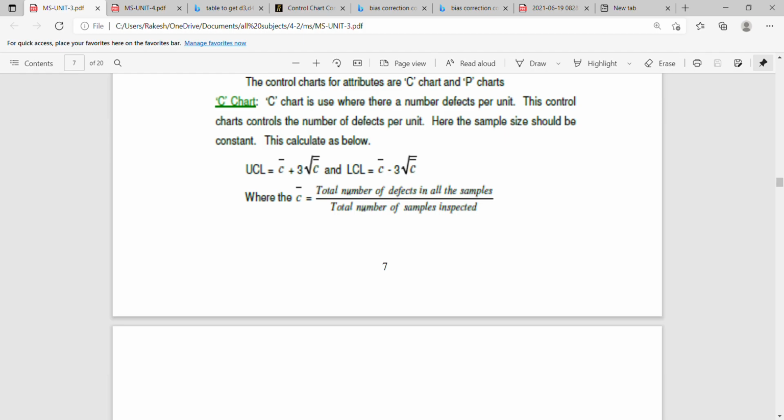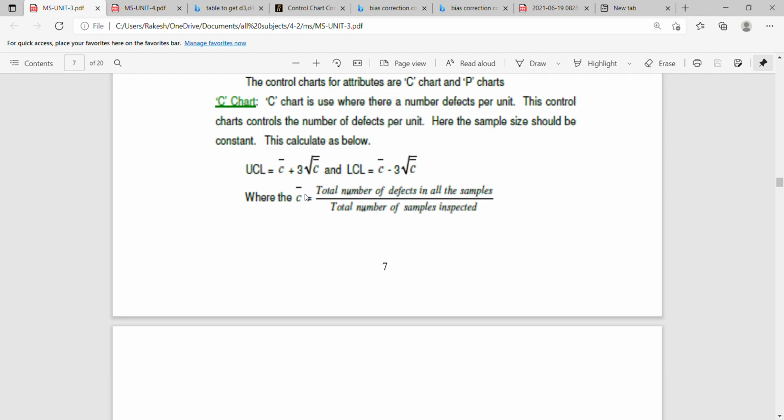Hello friends, now we are going to see how to construct C chart and P chart diagrams, graphs. First of all, to construct C chart and P chart, you have to find out upper control limit and lower control limit. It is different for C chart and P chart. So upper control limit formula is C bar plus 3 under root C bar, and lower control limit is C bar minus 3 under root C bar.